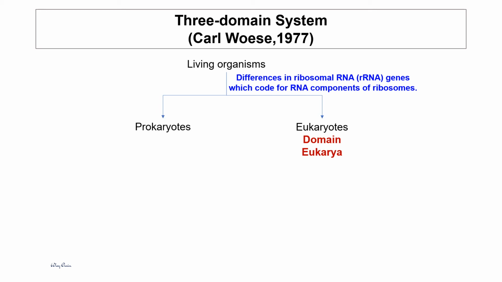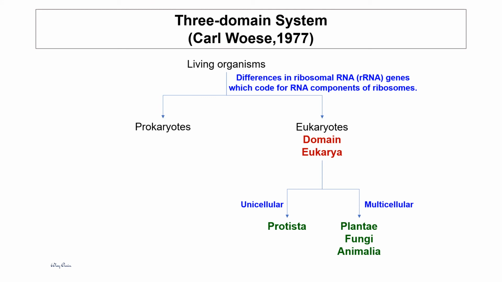All eukaryotes will be grouped under domain Eukarya, and domain Eukarya consists of more than one kingdom. If the eukaryotes are unicellular organisms, all of them will be grouped under kingdom Protista, and the multicellular eukaryotes will be grouped under the kingdoms Plantae, Fungi, and Animalia based on other unique characteristics.